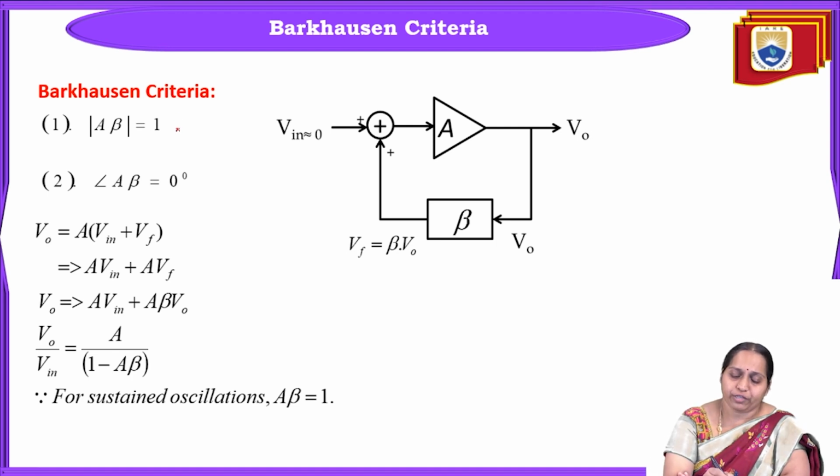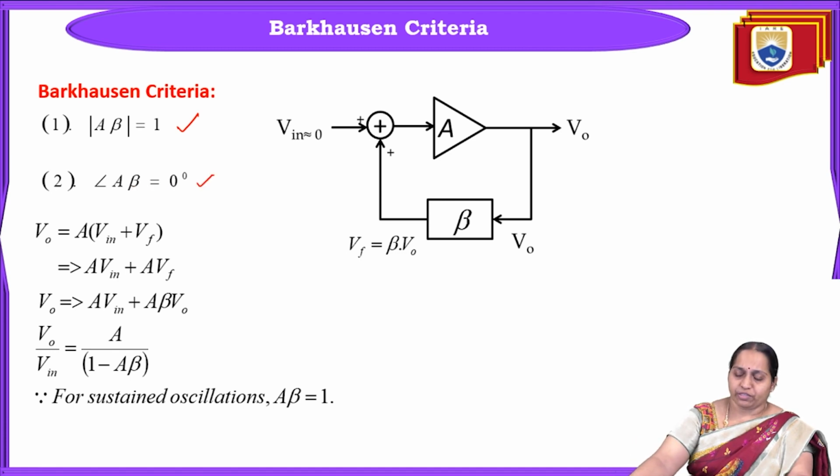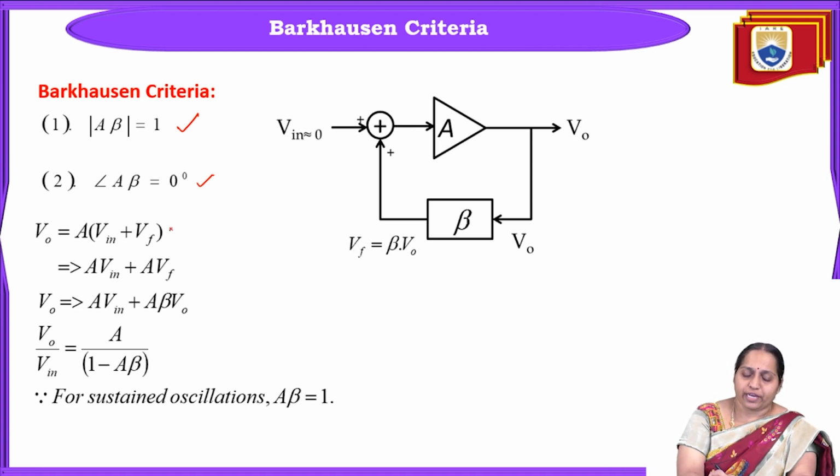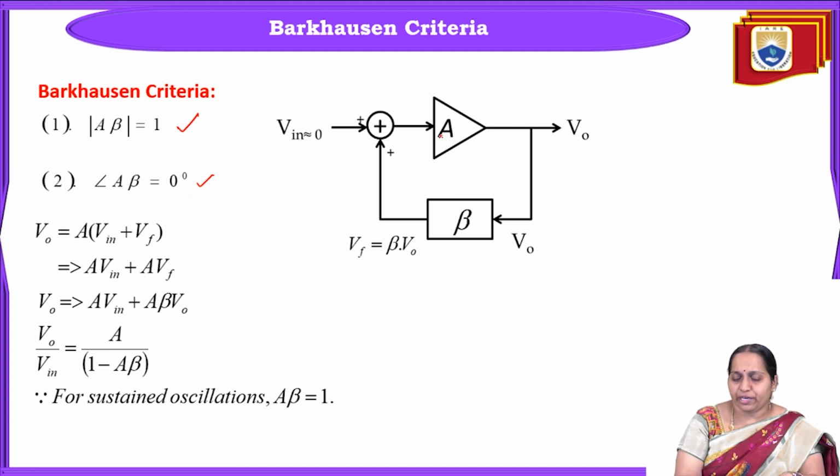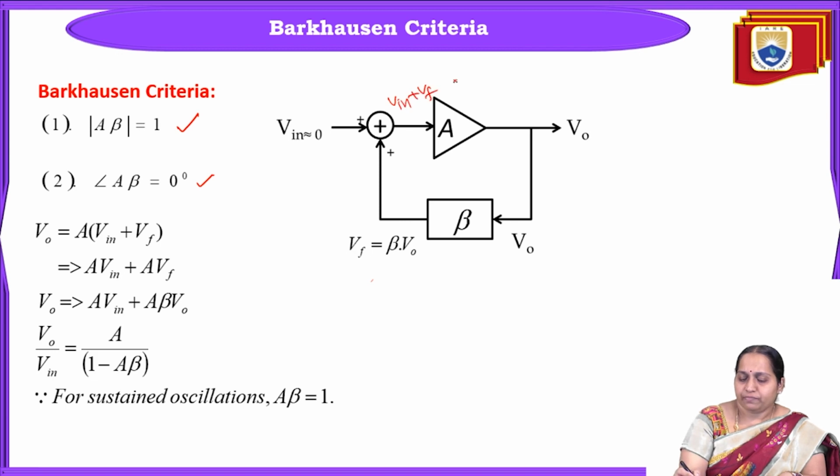First one is modulus of A beta should be equal to 1, as we have seen just now in the 3 figures. Second one is the overall phase of A beta should be equal to 0 degrees. So the overall phase of the network should be equal to 0 degrees, that is, the angle of A beta equal to 0 degrees. From this figure we can see V naught equal to A into (V in plus Vf), because you are adding with positive feedback.